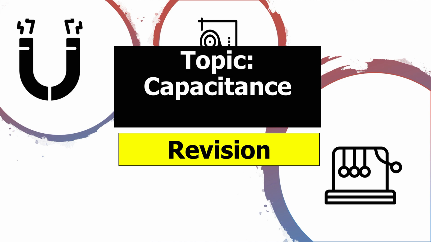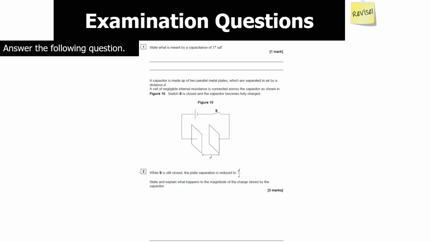We're now going to look at questions on the capacitance topic. The first question says, state what is meant by a capacitance of 37 millifarads. Then a capacitor is made up of two parallel metal plates which are separated in air by a distance d. A cell of negligible internal resistance is connected across the capacitor as shown in figure 10. Switch S is closed and the capacitor becomes fully charged. While S is still closed, the plate separation is reduced to d over 2. State and explain what happens to the magnitude of the charge stored by the capacitor. So pause the video now, then unpause the video when you want to go through your answer.